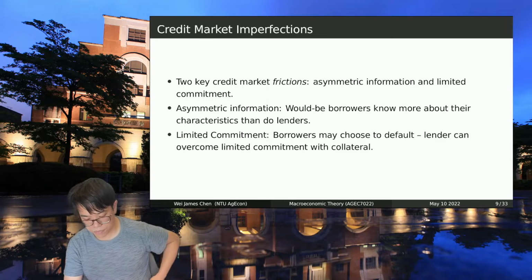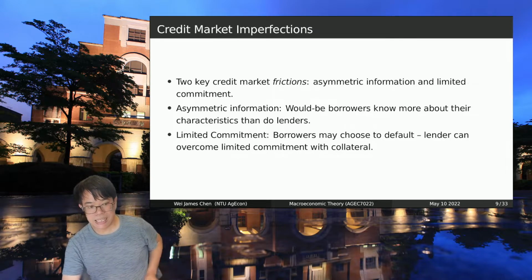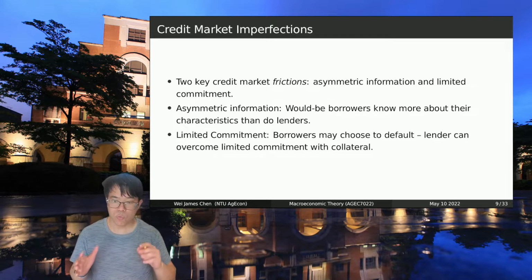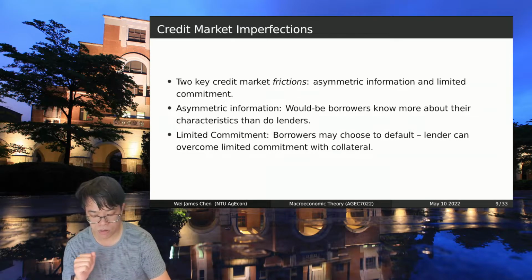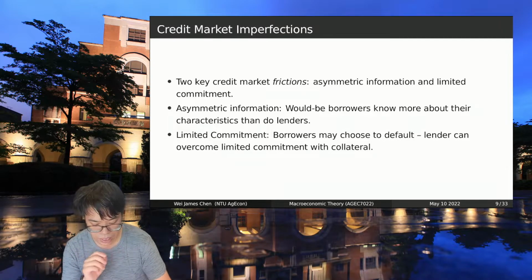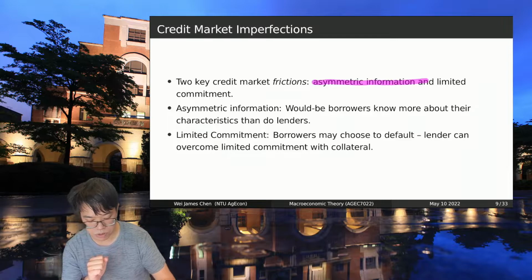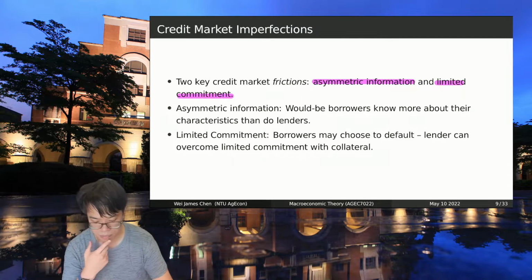Okay. So now I've shown you what happens if there is a different interest rate for borrowing and lending. Now I will show you two reasons why this kind of phenomenon actually arises. And the two reasons are asymmetric information and limited commitment.